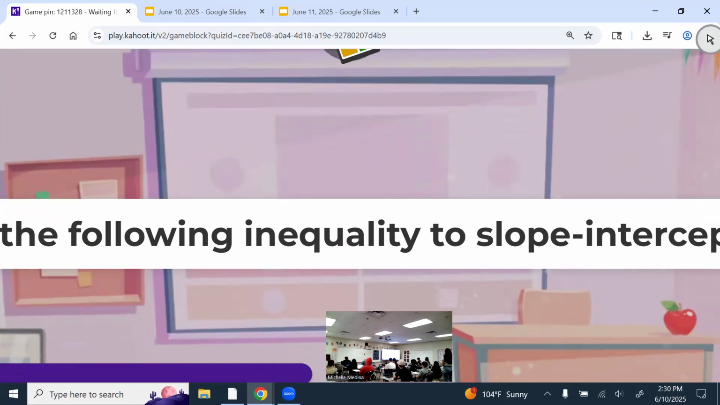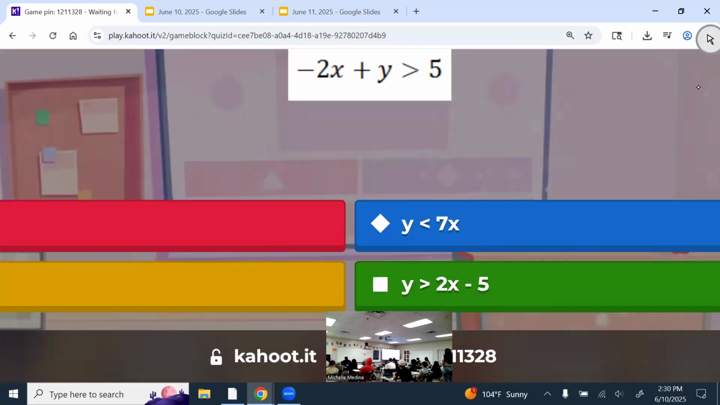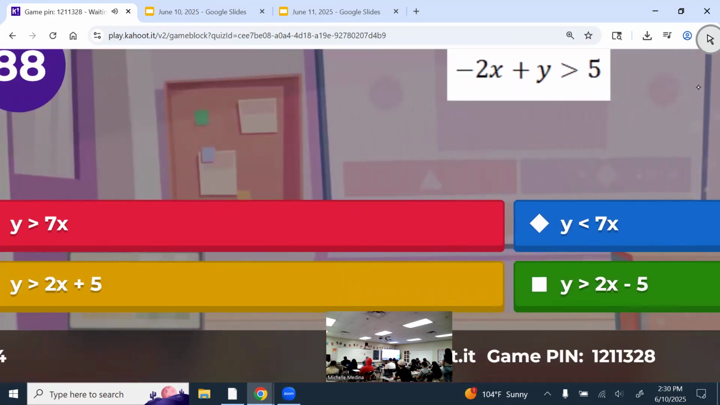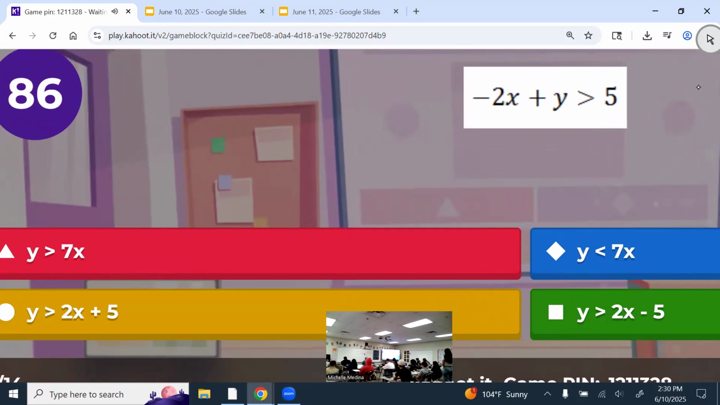All right, what's the following inequality in slope-intercept form? So rewrite it into slope-intercept form, similar to what we did earlier.